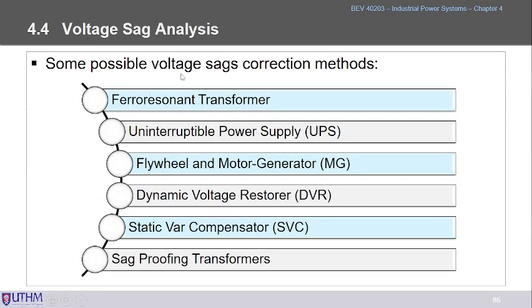And some possible voltage sag correction methods. We have a lot of methods as compared to the harmonics. So for the voltage sag, we have a ferro-resonant transformer, you have UPS as we have learned in chapter 3, and a flywheel motor generator. Okay, so this is from flywheel, dynamic voltage restorer, and the static VAR compensator. These three depend on the storage energy. That means they use the storage energy to top up the power that is required during the voltage sag, just to correct back the voltage. And the sag proofing transformer as well.